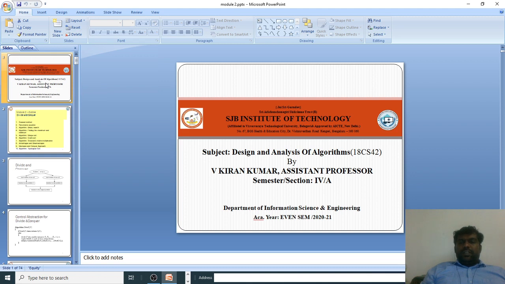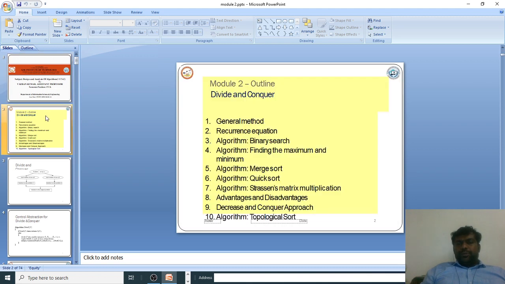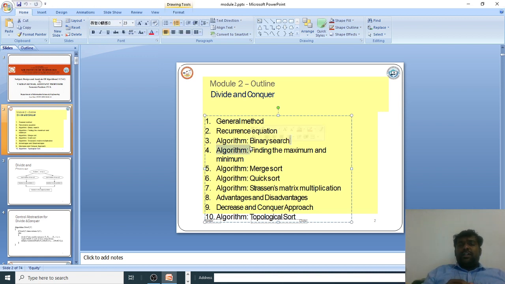So in that, we'll move to our second module. In second module, we have a general method. We need to study about the recurrence relation. Next, algorithm binary search. So we'll be applying. We will see how the binary search algorithm works, and also we'll try to analyze it. What is the time taken by that particular binary search algorithm using divide and conquer technique. But first, we'll study what do you mean by divide and conquer technique.